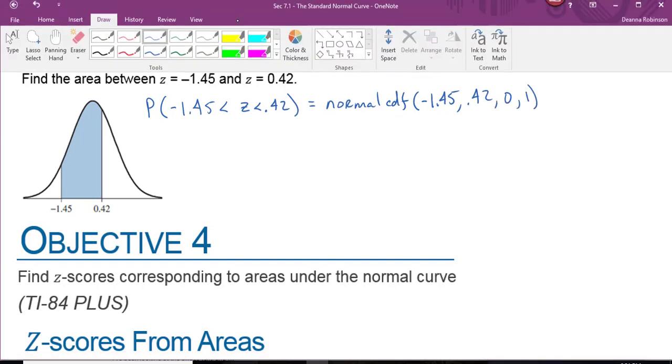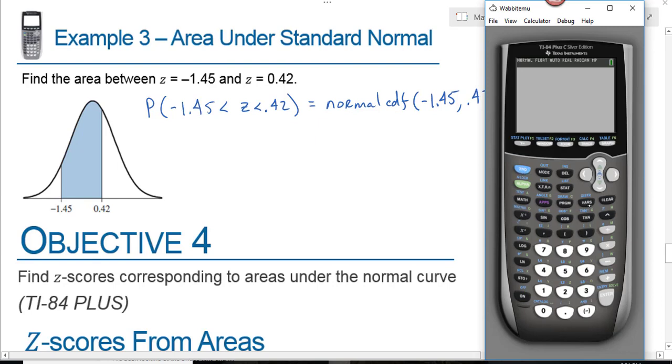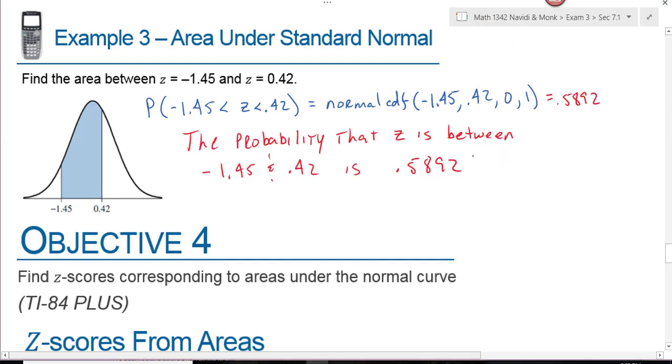When we go to our calculator, we hit second, vars, number 2. The left bound we said is negative 1.45. The right bound, or the upper bound, is 0.42. The mean is 0 and the standard deviation is 1, and that's going to give us 0.5892. So the probability that z is between negative 1.45 and 0.42 is 0.5892.